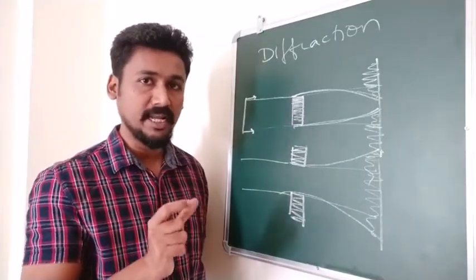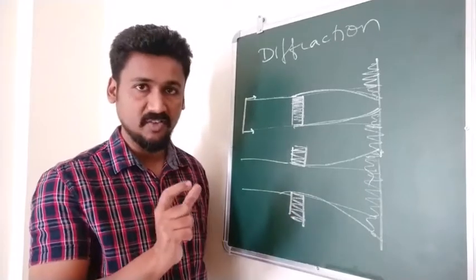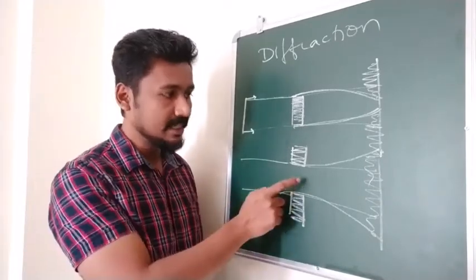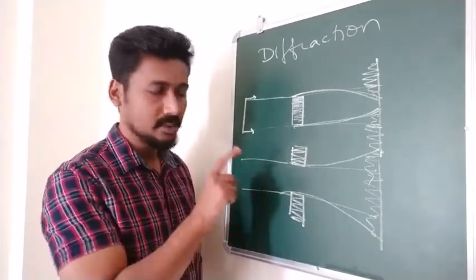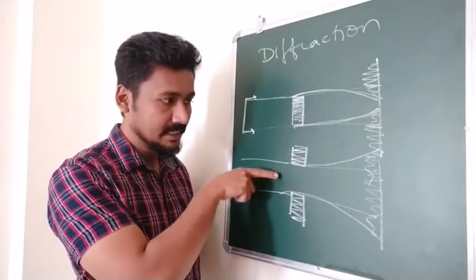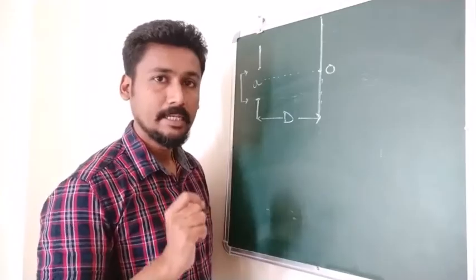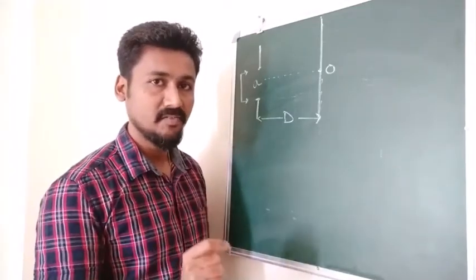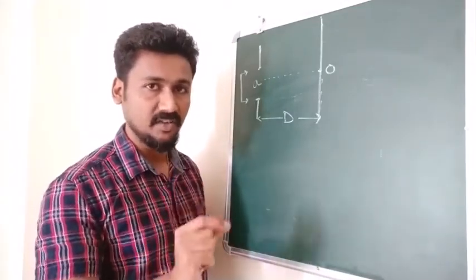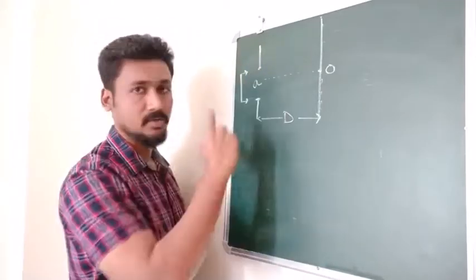Now we are going to see the phenomenon of diffraction by using something called a single slit. We are going to see diffraction when it takes place through a single slit, and then we are going to derive some formula for it. Now we are going to see the derivation for a single slit diffraction. So this is our slit over here.